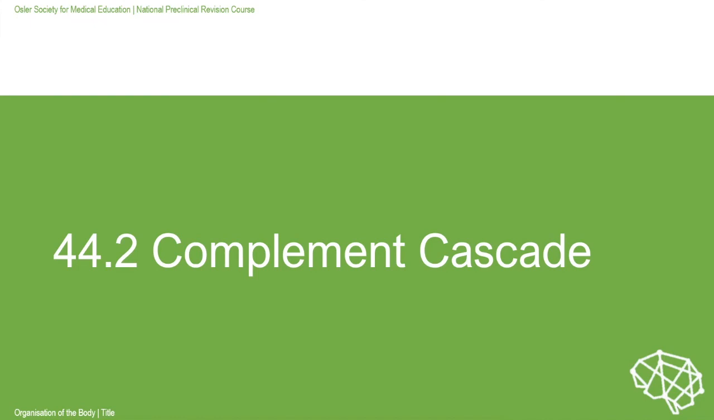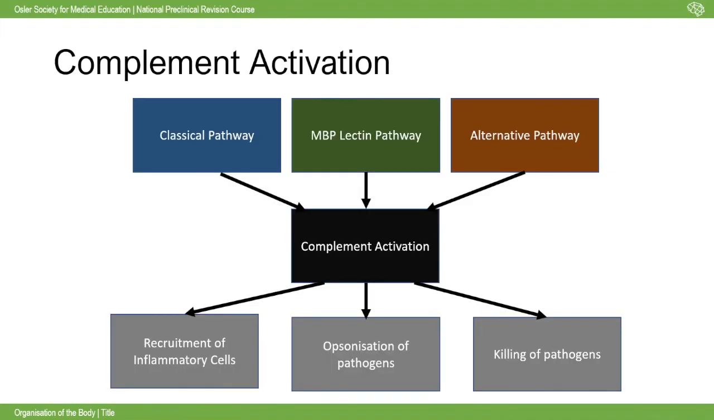So finally, the last component of this lecture, we're going to have a look at the complement cascade. At this level, you don't need to know too much about the complement activation and the process thereof, but you do need to know that there are three different pathways. We have the classical pathway, the MBP lectin pathway, and the alternative pathway. These all result in complement activation.